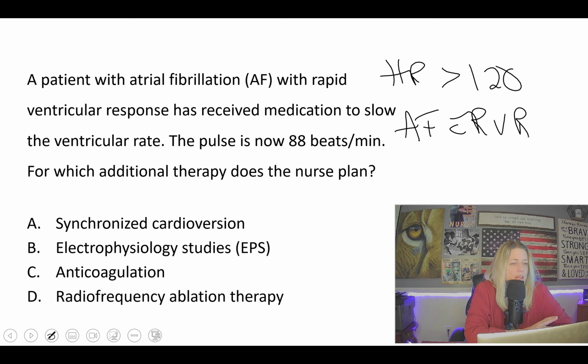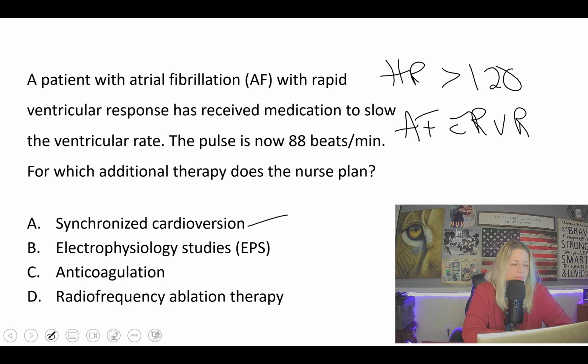Okay, so they have AFib with RVR and have received a medication to slow the ventricular rate. Okay, so the pulse is now 88. Good. I just overthought that question. So now it's fine. In which additional therapy does the nurse plan? Well, AFib is what? ACC: anticoagulants, Cardizem, cardioversion. The antidysrhythmic worked. It slowed the heart rate down. So what else do we have to do? Well, we have to do an anticoagulant. We're not doing synchronized cardioversion. That's only if the anticoagulant didn't work.